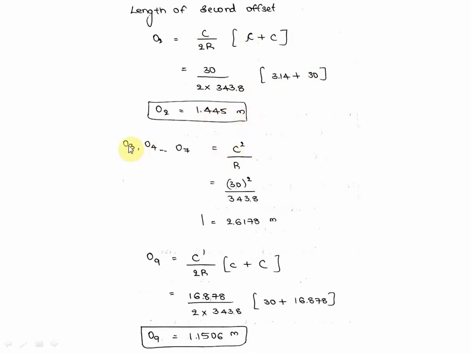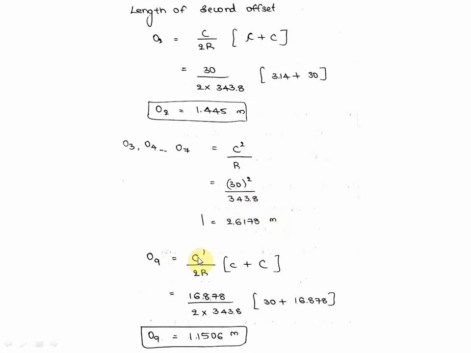Again, for all the intermediate chords, O3 to O8, you just use the formula c square by R, because the previous chord length is also the same as the current chord length. If both are capital C, then it will be 2C by 2R, that is 2C into C, 2C square by 2R. The 2 gets cancelled, and the only remaining formula is c square by R. So 30 square by 343.8 is 2.618 meter.